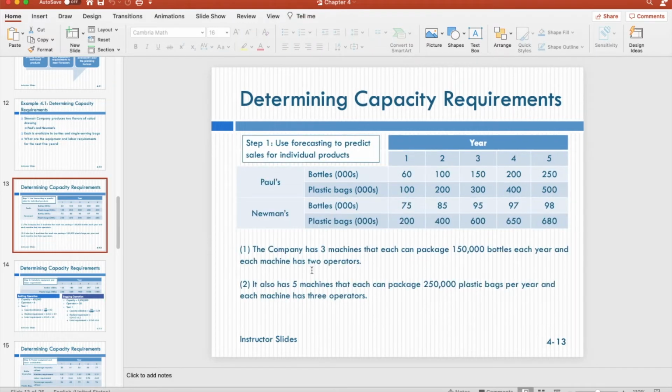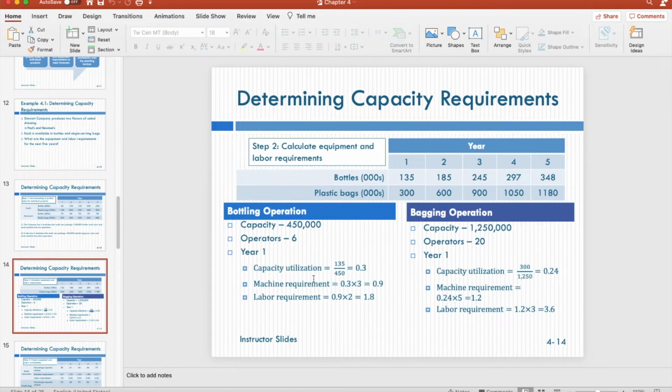You have how many? 3 times 2, which is 6. So basically you have 6 operators that can monitor the machine. But effectively, how many laborers are you only using? You are only using 1.8. It means that you actually have 6 laborers that can help you produce or monitor the procedure, but you only use 1.8.